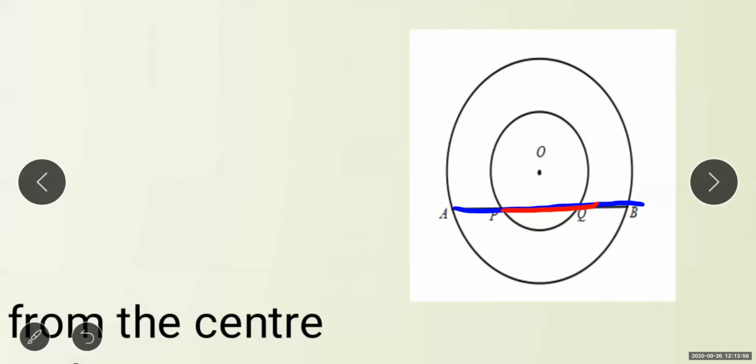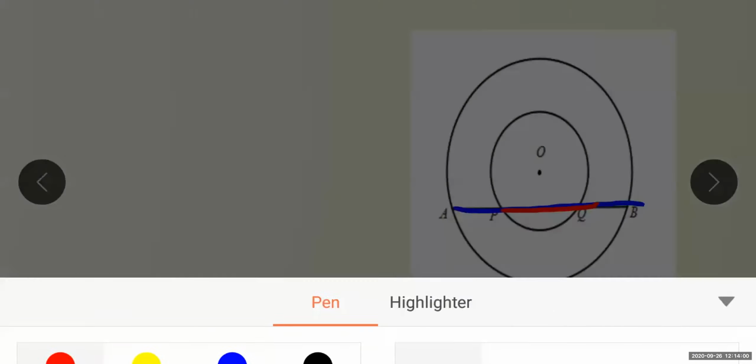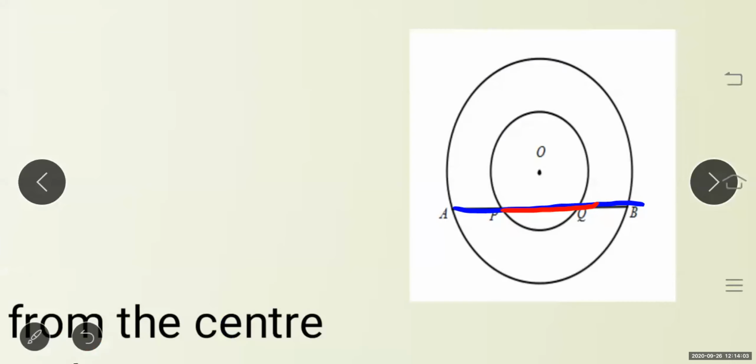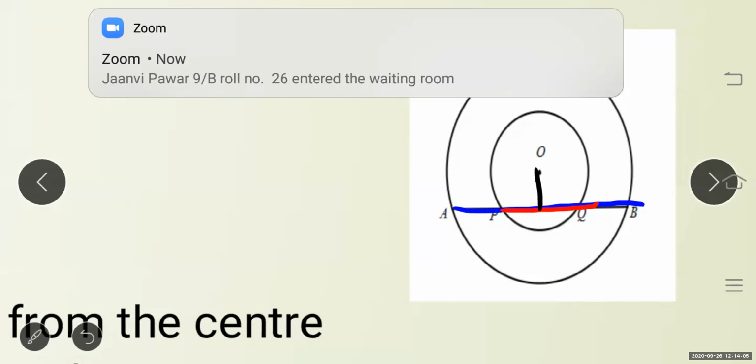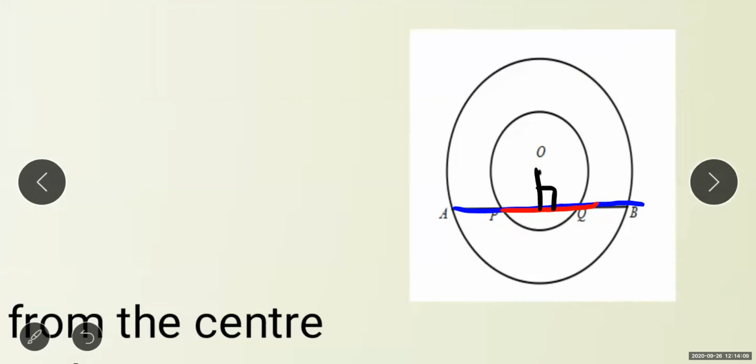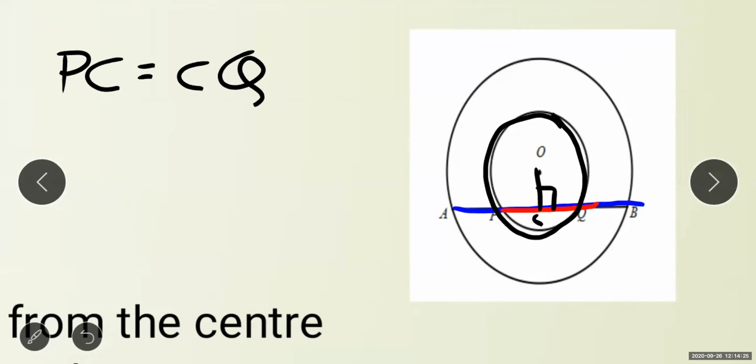We know the property when we draw a perpendicular here. What do we get? Suppose we are talking about the smaller circle, and suppose this perpendicular meets the chord at point C. This perpendicular bisects the chord. That means you will get PC is equal to CQ.